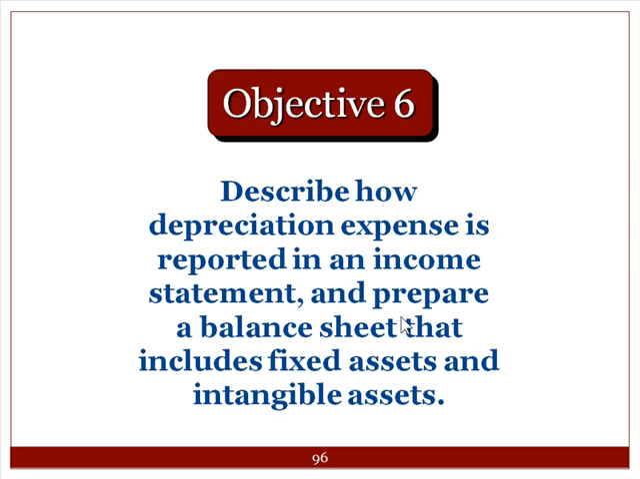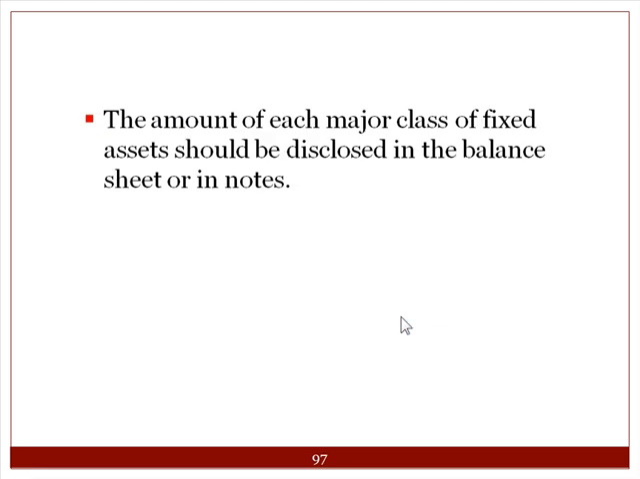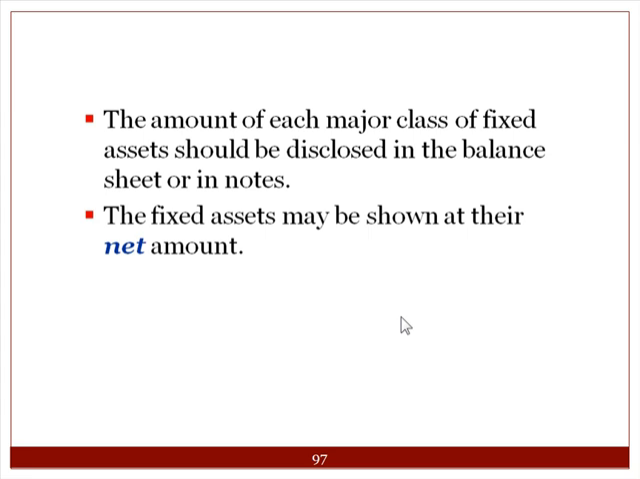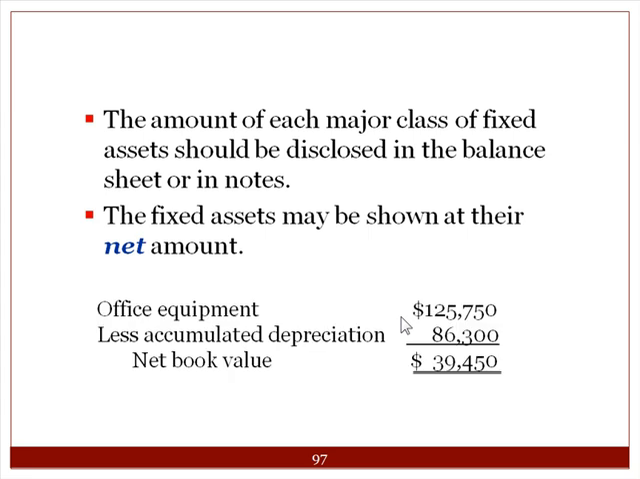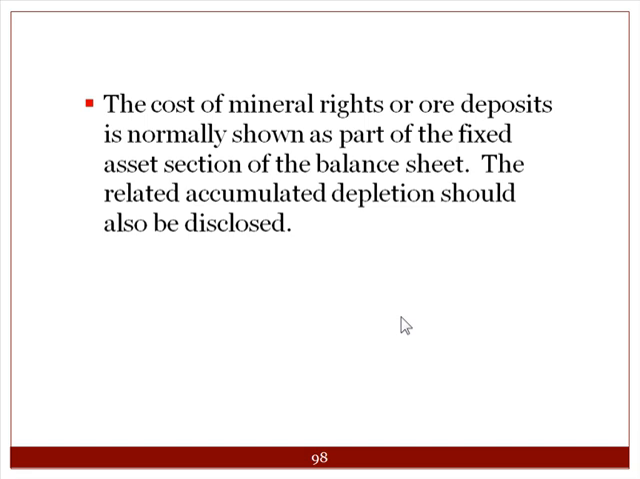Describe how depreciation expense is reported in the income statement and prepare a balance sheet. So the amount of each major class of fixed assets should be disclosed in the balance sheet and the notes. The fixed assets may be shown at their net amount. So you could have your office equipment less your accumulated depreciation is your net book value. This is what you're going to see. The cost of mineral rights or ore deposits is normally shown as part of the fixed assets section of the balance sheet.